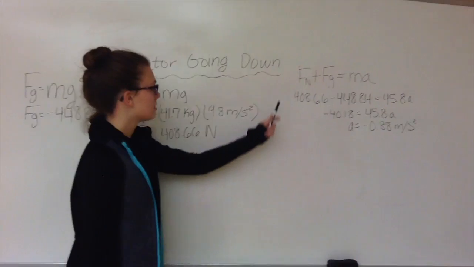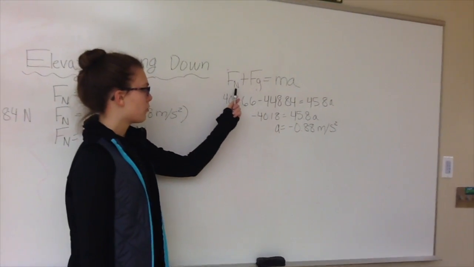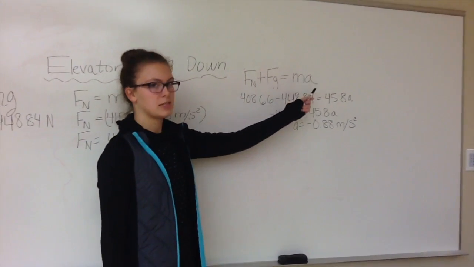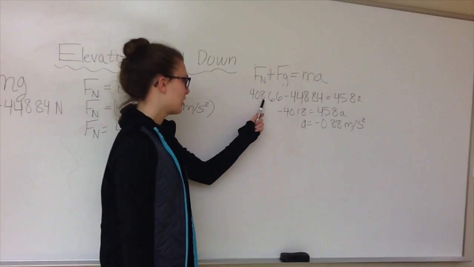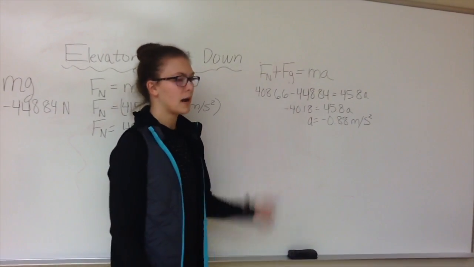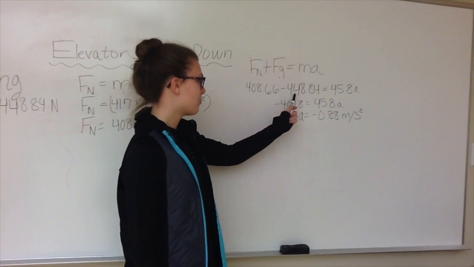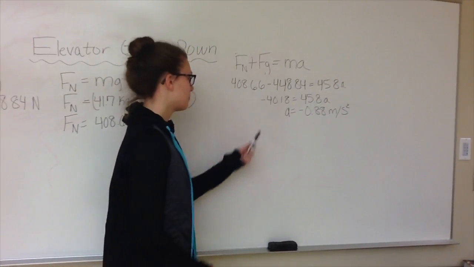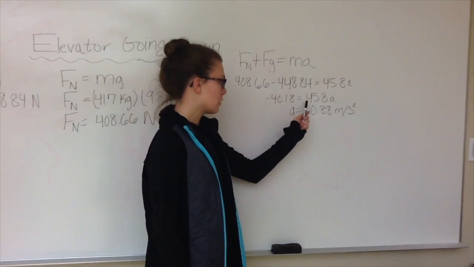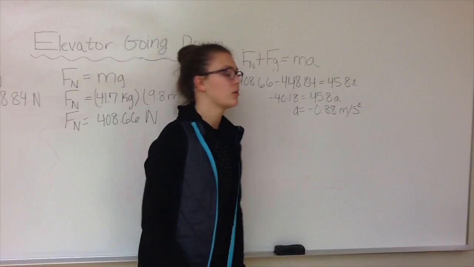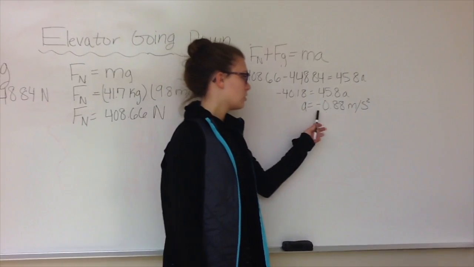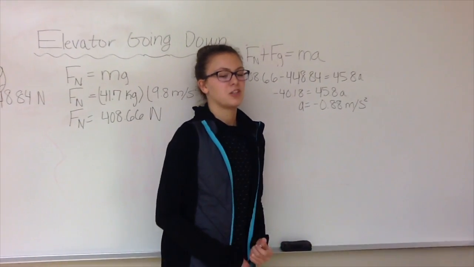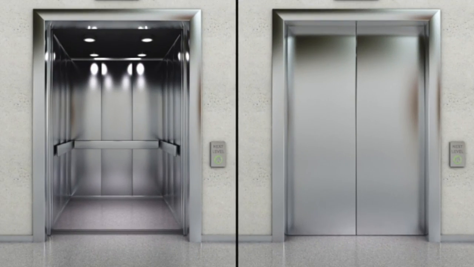So now we'll plug this into our equation of force normal plus force of gravity equals mass times acceleration. So 408.66 minus 448.84 equals 45.8 times acceleration. So negative 40.18 equals 45.8 times acceleration, and that gives us an acceleration of negative 0.88 meters per second squared.